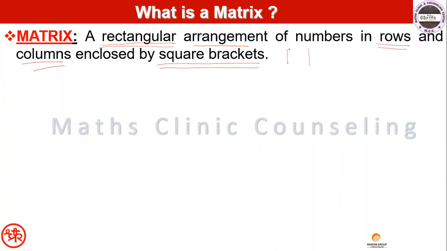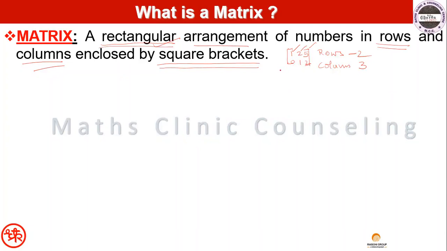We can write some examples. This is a square bracket. Now I am writing the first row 1, 2, 5 and the second row 0, 1, 2. How many columns are there? 2 rows and 3 columns. Unequal is possible, because we said a rectangular arrangement. So that is a matrix enclosed by a square bracket.